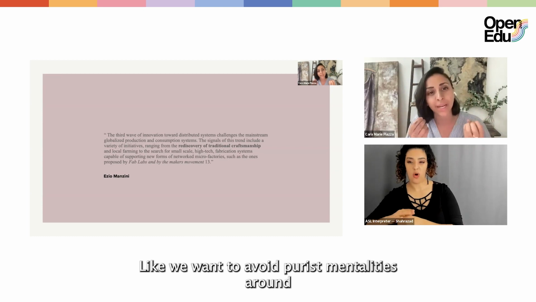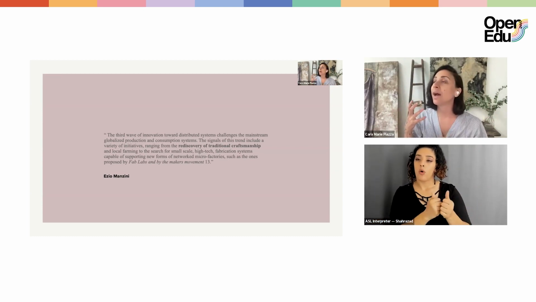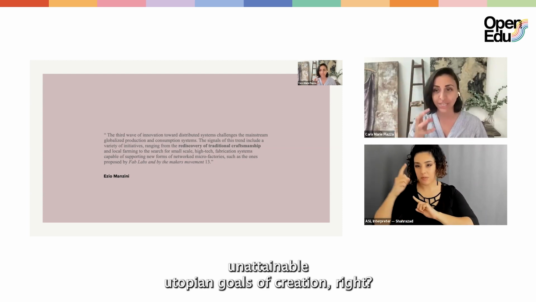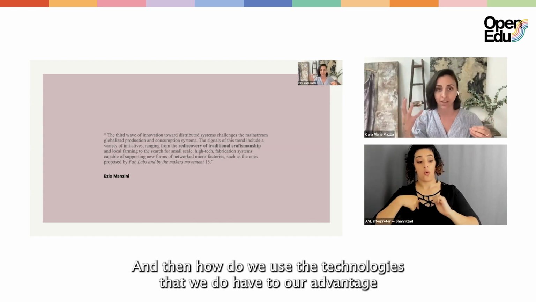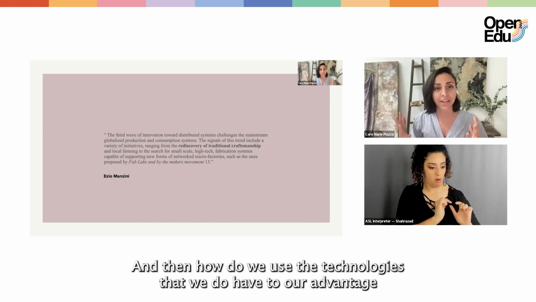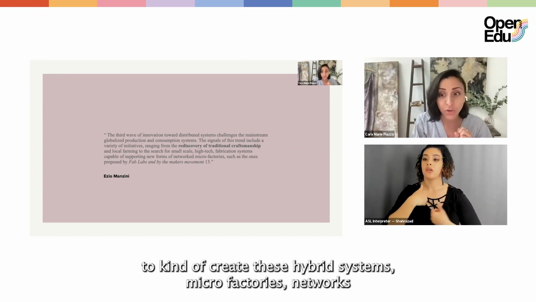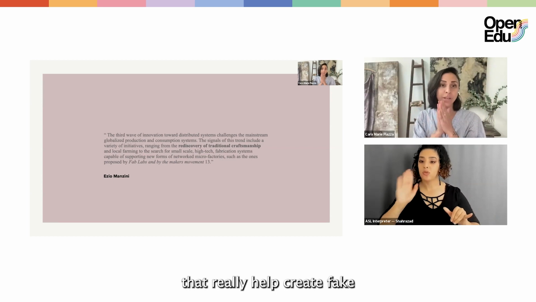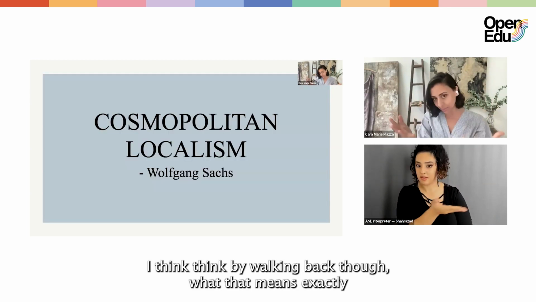We want to avoid purist mentalities around unattainable utopian goals of creation, right? So how do we work on the small scale, and then how do we use the technologies that we do have to our advantage to create these hybrid systems, micro factories, networks that really help create change? Cosmopolitan localism by Wolfgang Sachs.